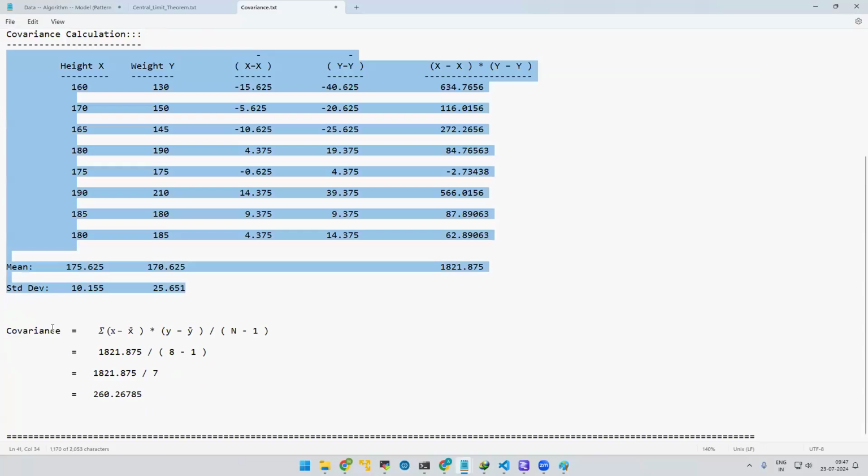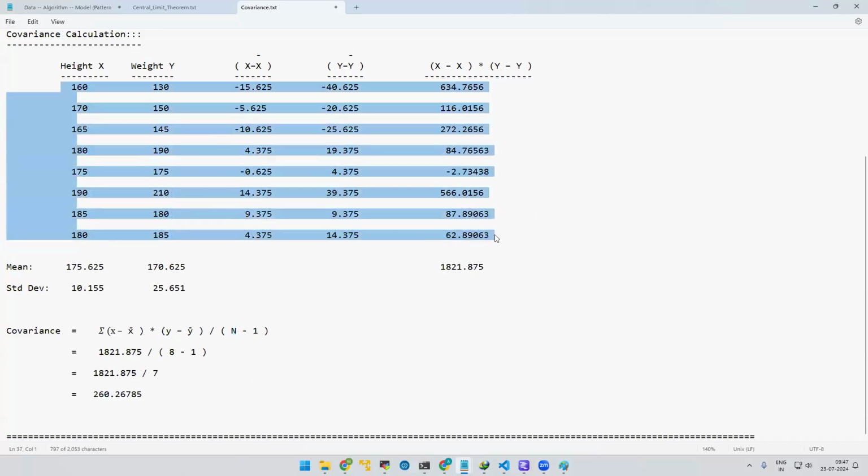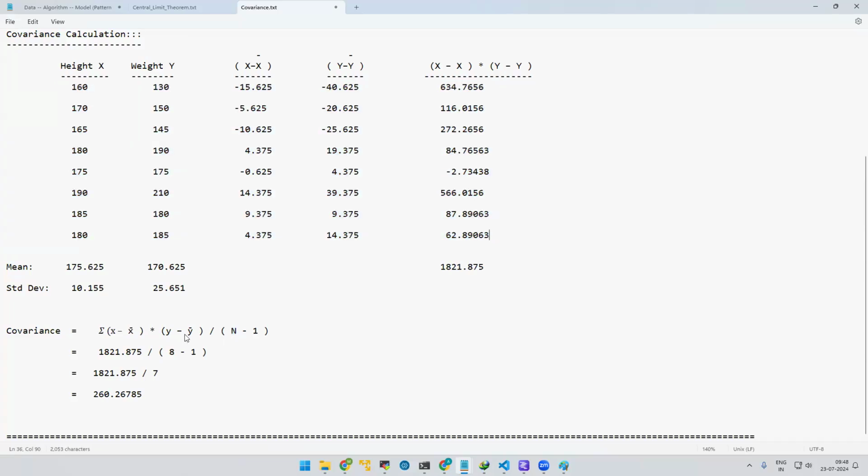Now, the covariance formula is sigma of x minus x bar multiplied by y minus y bar, divided by n. So we already have the summation, 1821.875. And where do we get this n? It is the number of samples, the number of rows. We have 8 rows, but whatever data we have taken is not the population, it's a sample. So we need to apply n minus 1. What we got here is 260.26785.